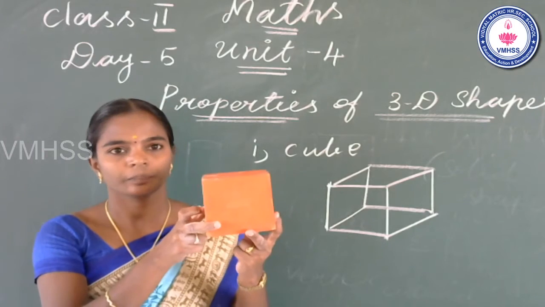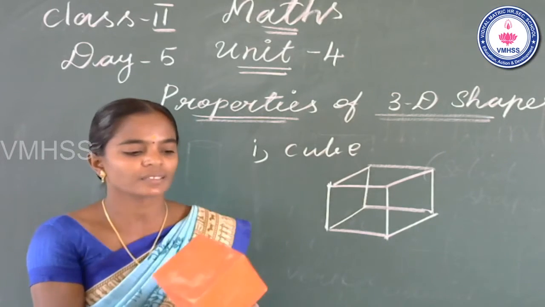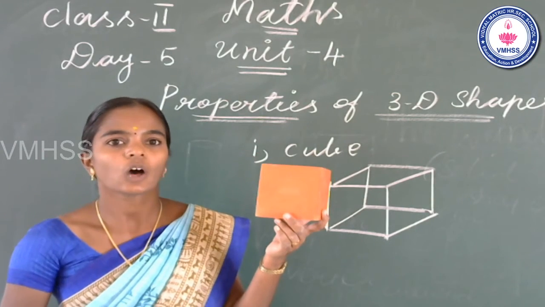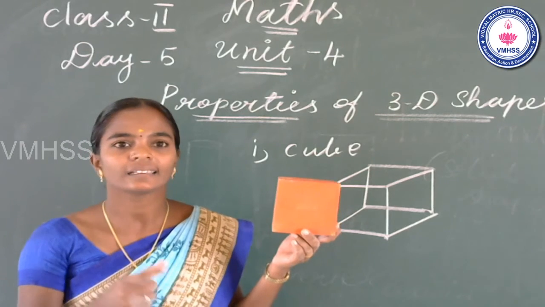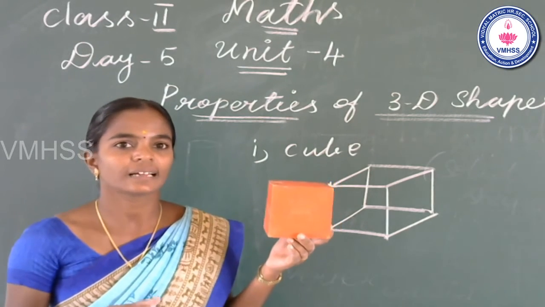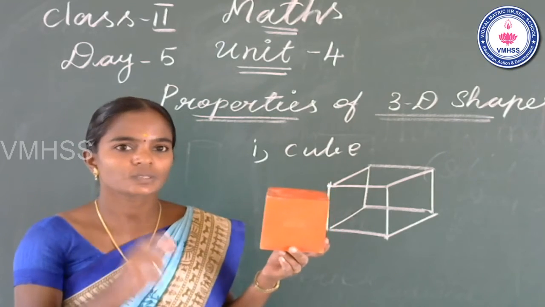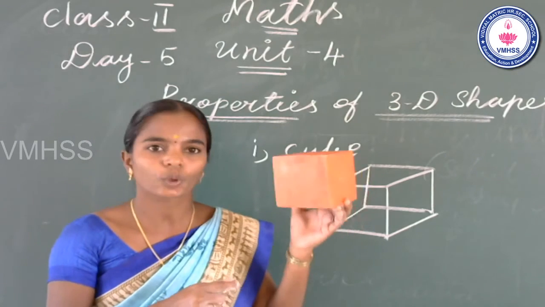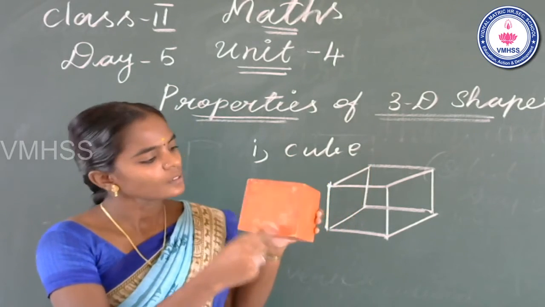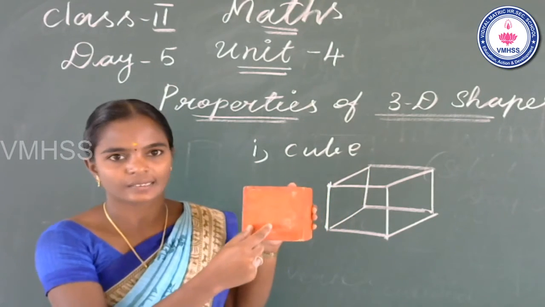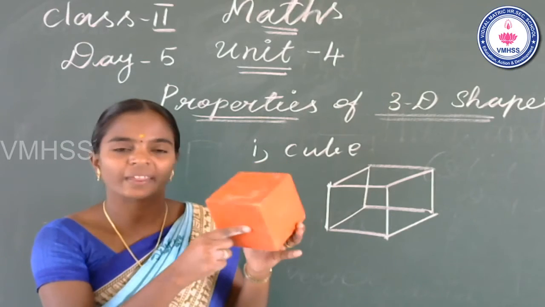This cube shape. How many faces in a cube? Faces are the flat or curved sides. Children, so this cube shape has square faces. So 6 square faces.